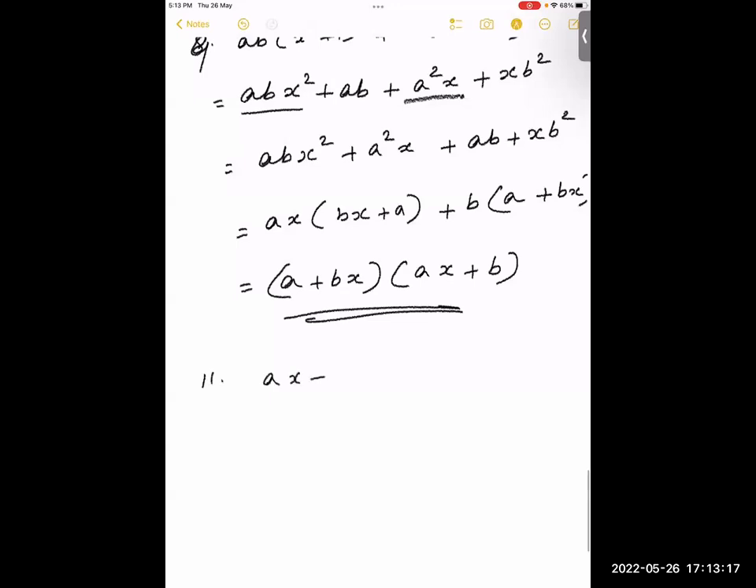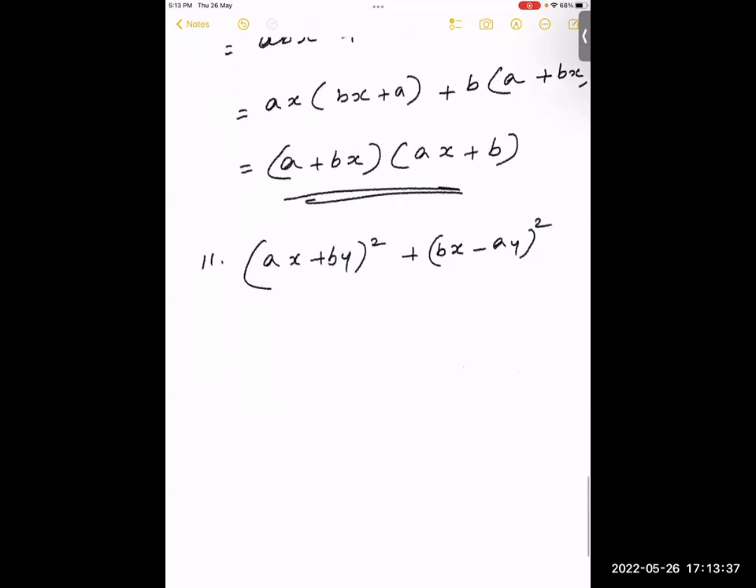11th one: (ax plus by) the whole square plus (bx minus ay) the whole square. Try that. If you don't see anything common, just go and expand. Expansion, I hope you all remember. (a plus b) the whole square is a square plus b square plus 2ab. And (a minus b) the whole square is a square plus b square minus 2ab.